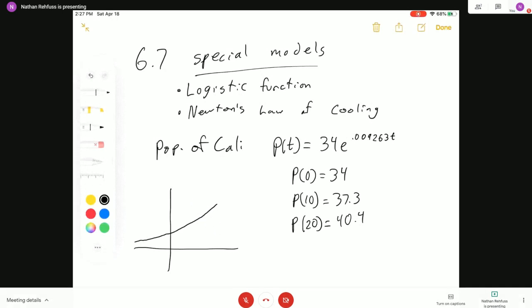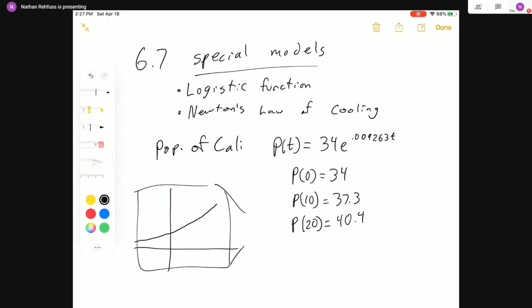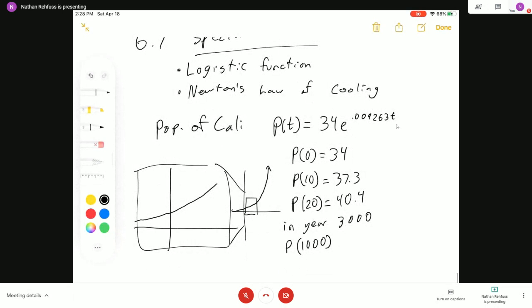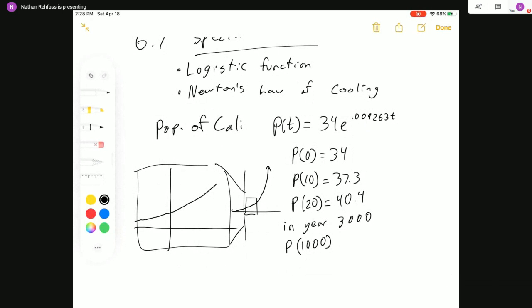But there's a problem with this model, and that's that if we zoom out far enough, this curve gets very, very steep indeed. As a matter of fact, in the year 3000, that's 1,000 years after the new millennium, if I plug in 1,000, this is going to be 34 e to the power of about 9 million people. E to the 9th power is a big number. 34 times e to the 9th is a big number.